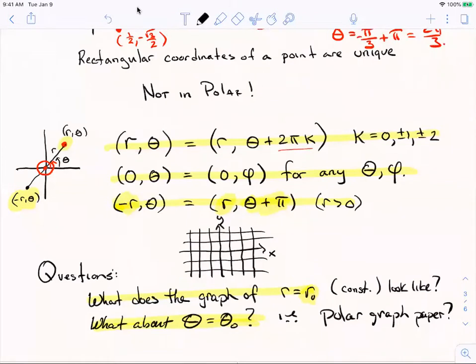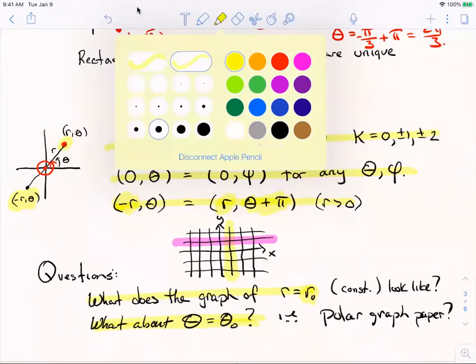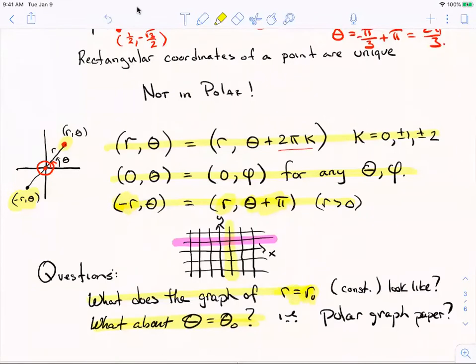So graph paper in the rectangular plane is just a picture of what it means to set one of the x coordinates equal to a constant. That's how you get your vertical lines, or how to set y equal to a constant. That's how you get a horizontal line. So basically, I'm asking the same questions here in polar coordinates. What if I set r equal to a constant? What if I set theta equal to a constant?